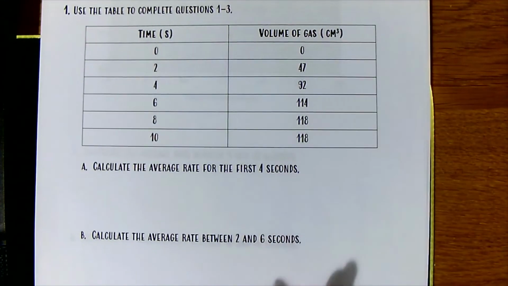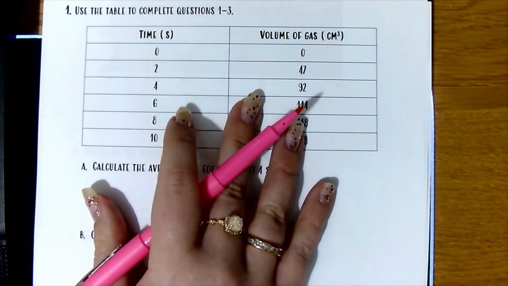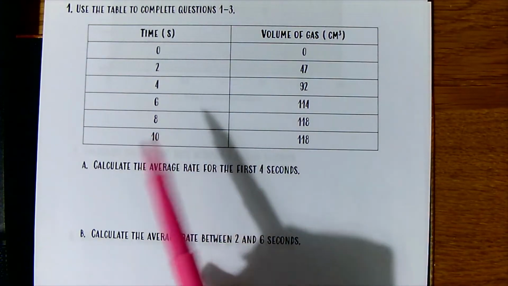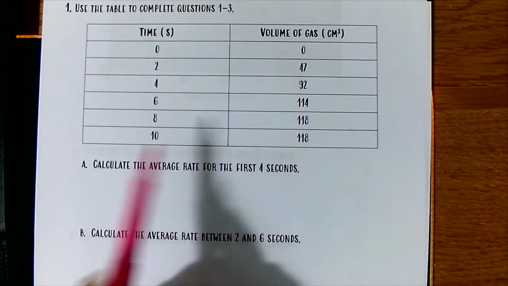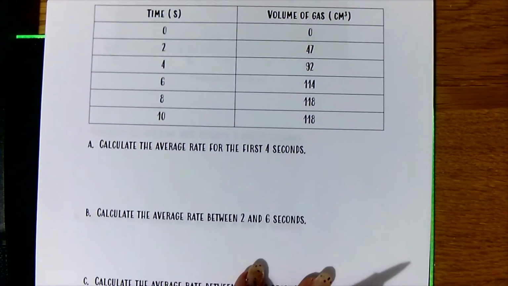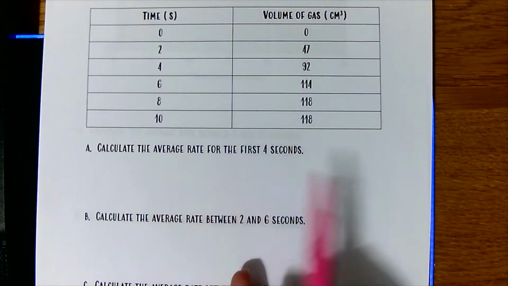There are two ways that average rate calculations tend to be given. The first way is when you have a table of information, and the second way is when you're given a graph. For the first three questions, we are going to use this table of information to complete our calculations. So question A, calculate the average rate for the first 4 seconds.